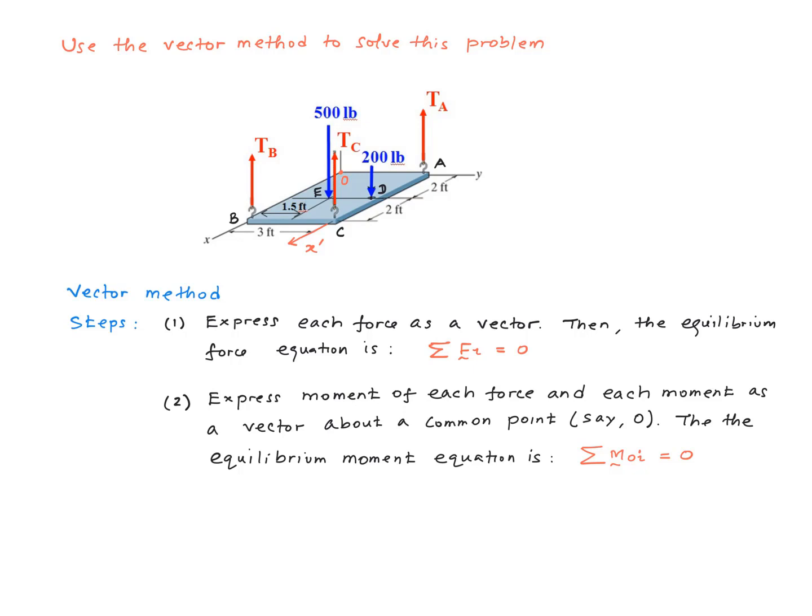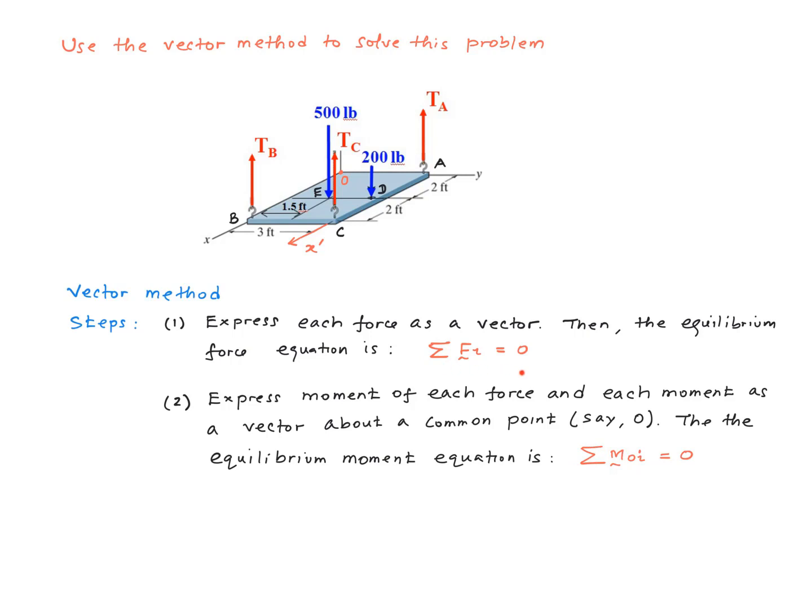We do the same thing for the moments. First we take all of the forces and find the moments of each of these forces about a common point, say point O, as a vector. Then we take all the moments acting on the body and express them as vectors. Of course, in this problem, we don't have any moments. They're all forces. Once you have expressed the moments of forces and the moments as vectors, the equilibrium moment equation is simply: the sum of the vector moments of each of these different components is 0.